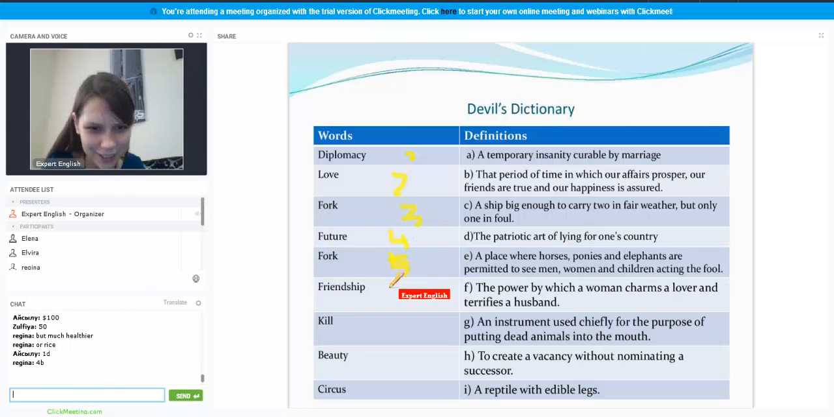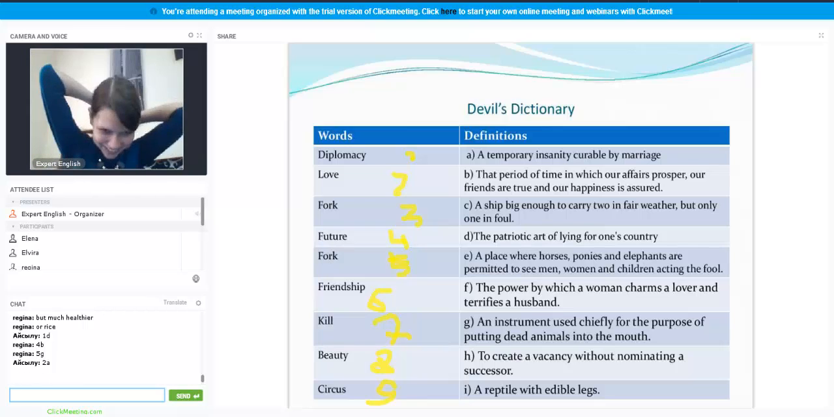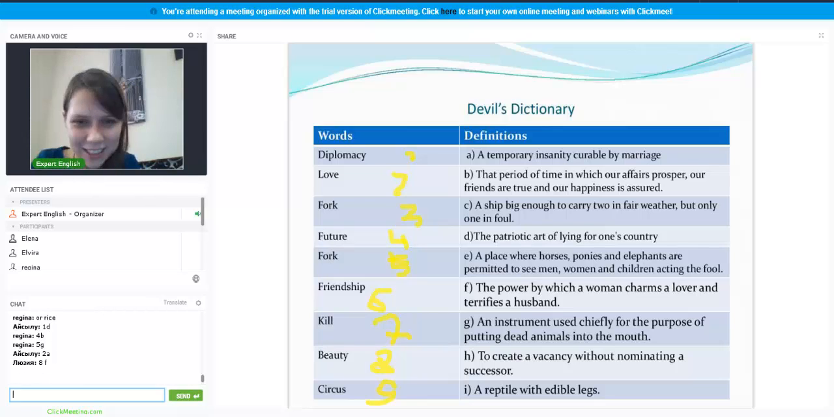Fork number 5, yes. Friendship number 6. Number 7, and beauty 8. Yes, and circle is 9. So we have answers. So 1D, diplomacy is the patriotic art of lying for one's country. Right, you are. Yes. So Regina, for future, the period of time in which our affairs prosper, our friends are true, and our happiness is assured. Right, you are, of course.